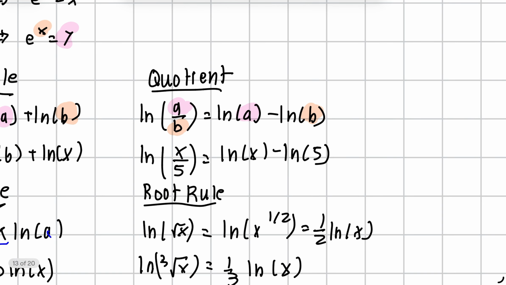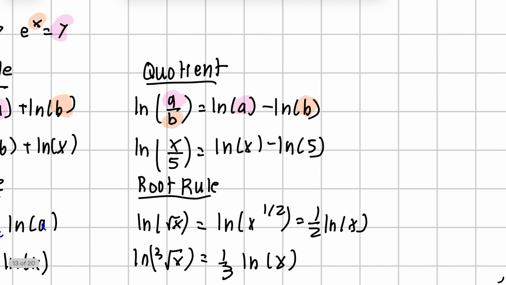Let's continue with the quotient rule. If you have natural log of a over b, that's the same thing as taking the natural log of a individually and subtracting the natural log of b. So you have natural log of x divided by 5. That's the same thing as ln of x minus ln of 5.